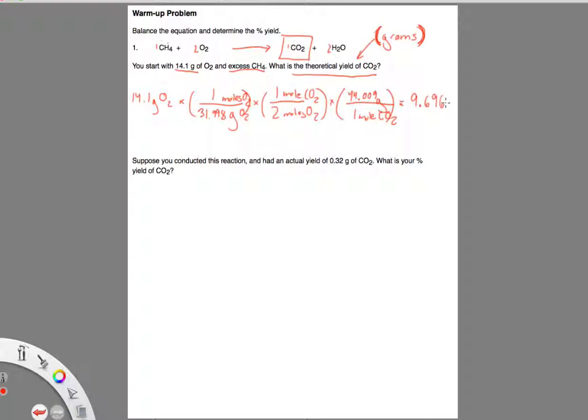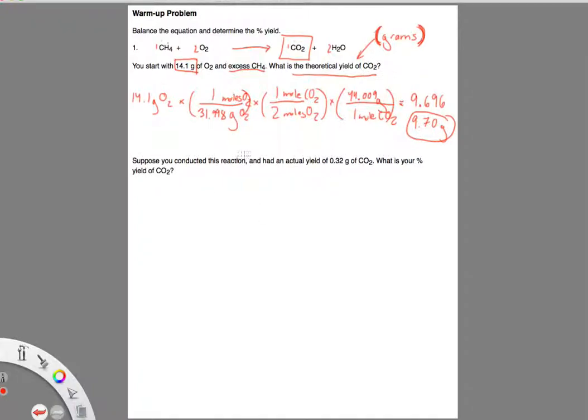And I get, I'm not kidding here, 9.696 grams. Let's see how many sig figs. You only need 3 sig figs, so this is going to be 9.70 grams. How did I know we only needed 3 sig figs? Oh, right here, there's only 3 sig figs in our starting amount. That's how we know. Okay, that's great. That's a theoretical yield right there. That's a theoretical yield of CO2.